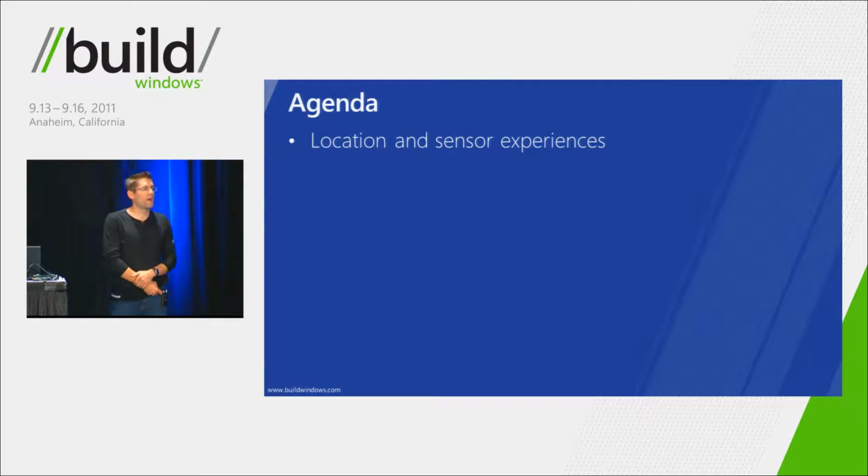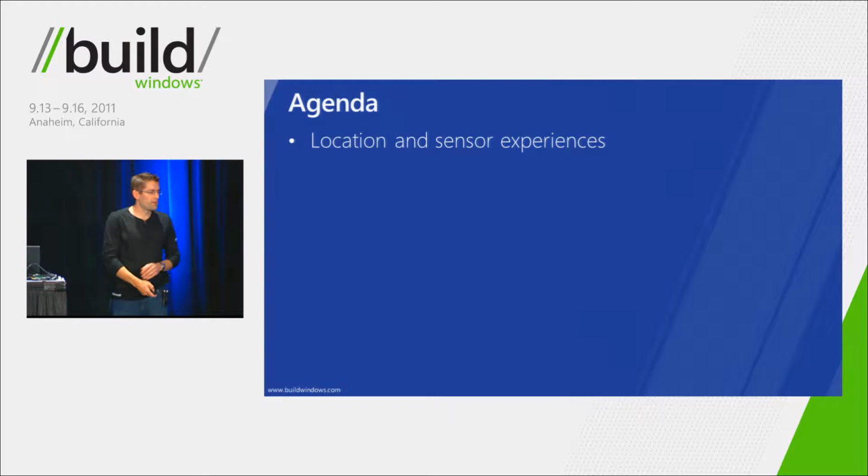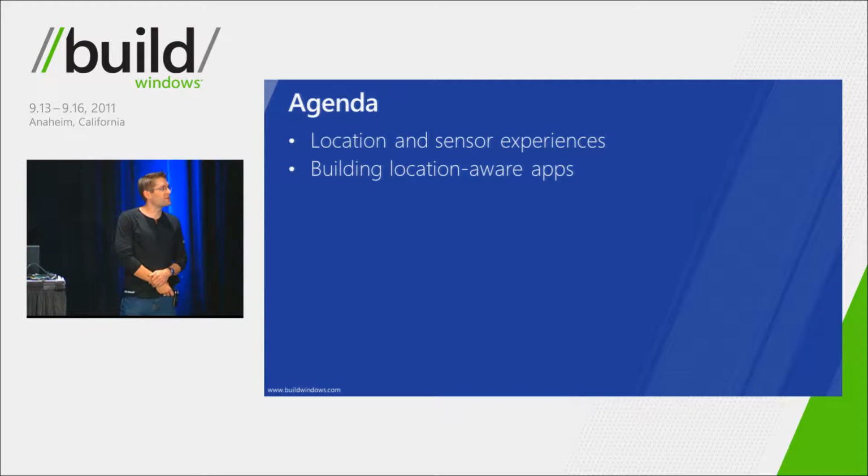So let's talk about what we're going to talk about today. We're going to start by really taking inventory of some of the experiences that we can bring to life with location and sensors, specifically in Metro-style applications. We'll then take a focus on location awareness, and we'll talk about what you can do with location awareness, and we'll talk about how you can implement support for location awareness in your application.